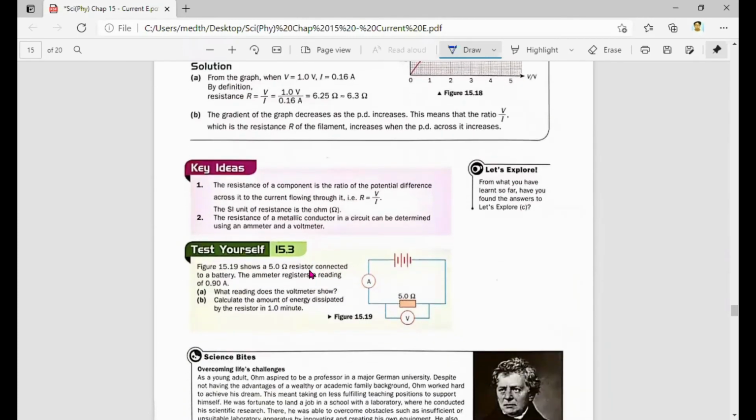Key ideas. The resistance of a component is the ratio of the potential difference across it to the current flowing through it. That's just the idea of R equals V over I. SI unit, ohm.